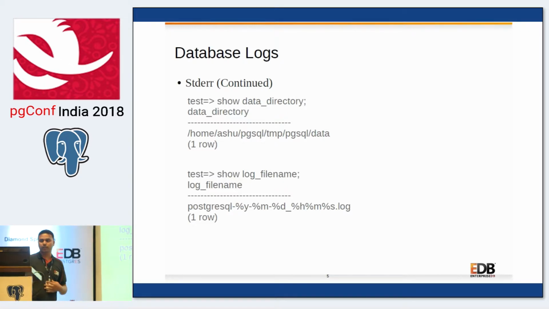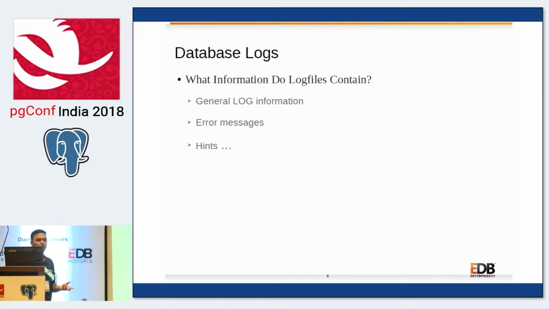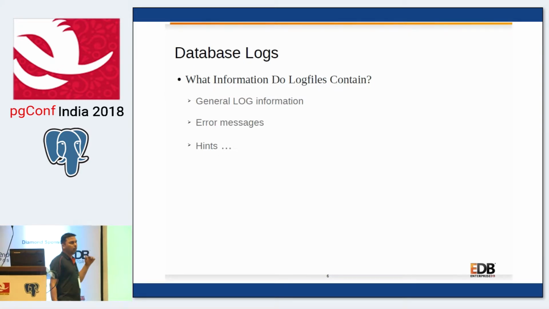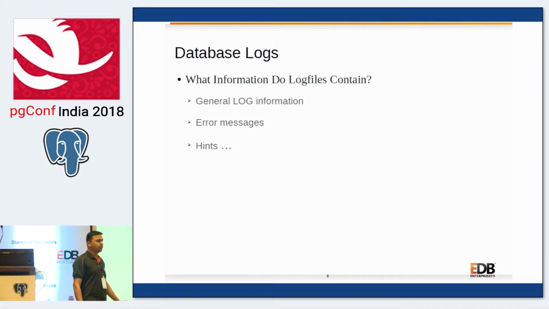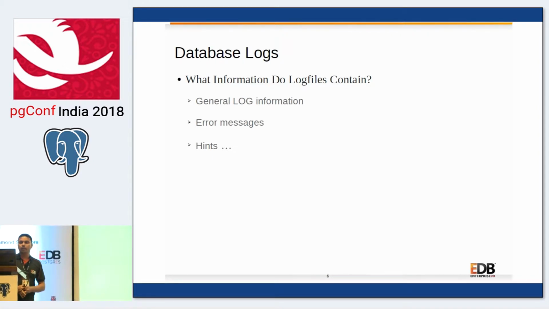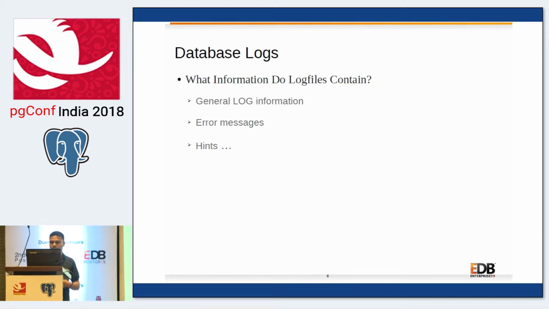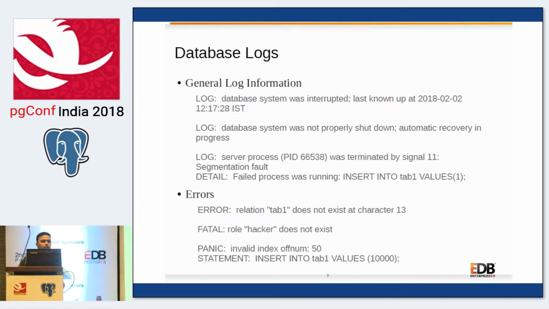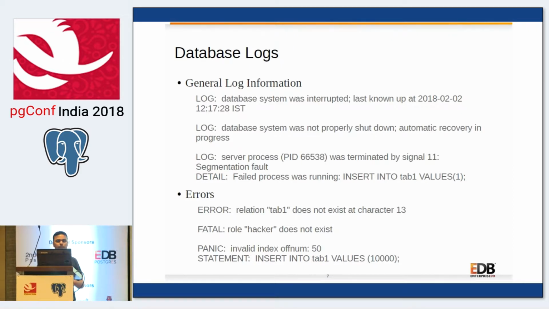But what information can we retrieve from the log file? What information does the log file contain? By default, these are the different kinds of information you can find in the log file in Postgres: general log information, error messages, or hint messages. General log information includes, for example, when the database system was last shut down and whether it was a clean shutdown or not. If it was not a clean shutdown, you would see a message like automatic recovery is happening when the database system is being started. Similarly, you can see a message, for example, if any server process got killed.